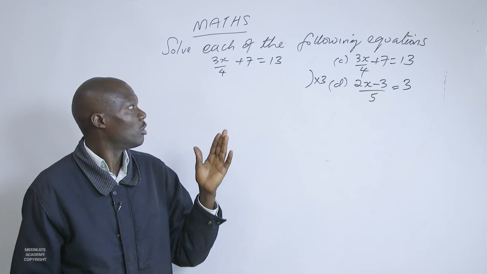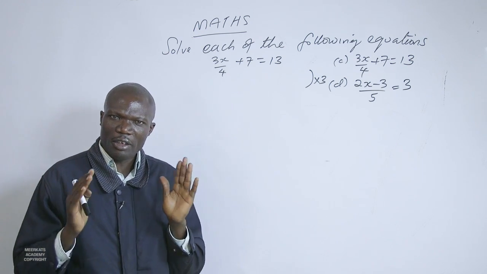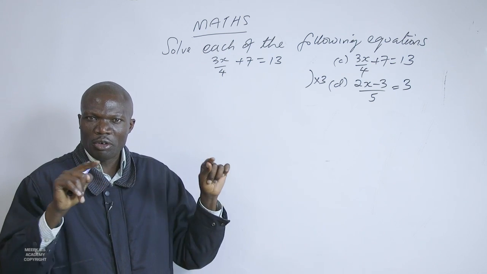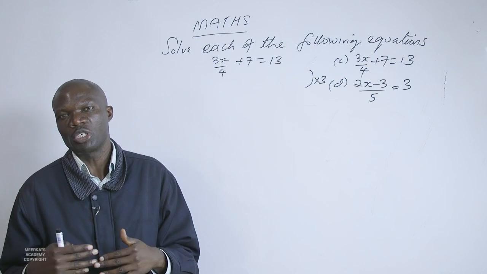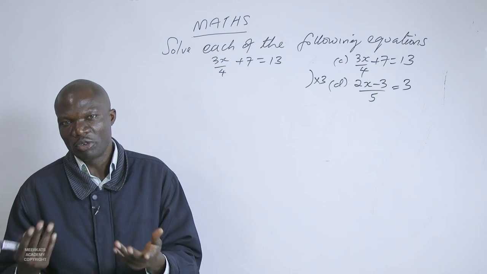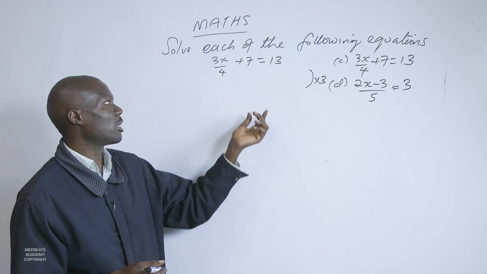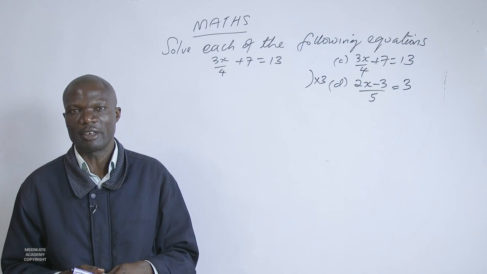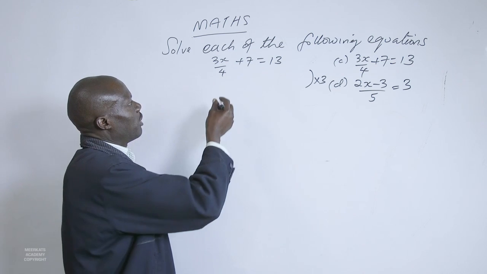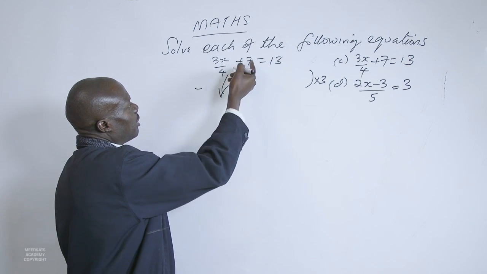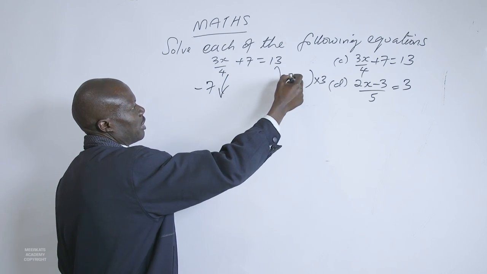3x over 4 plus 7 equals 13. As we saw earlier, if not the whole of one side of an equation forms a fraction, then the approach is different. We shall not rush to remove the denominator, but first handle the whole number part. So the first step is to subtract 7 on the left and subtract 7 on the right.